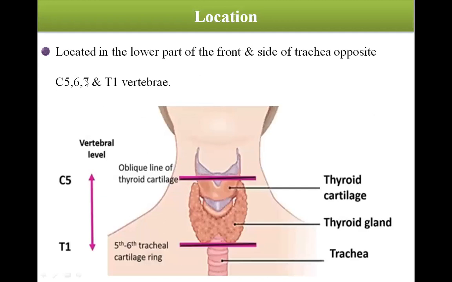Location. The thyroid gland is located in the lower part of the front and side of the trachea, opposite the 5th, 6th, and 7th cervical vertebrae and the 1st thoracic vertebra. So here you can nicely appreciate the location of the thyroid gland, which is situated in the lower part of the front and side of the trachea. Here is the trachea. So it is located on the front and side of the trachea, and the vertebral level is from the 5th cervical vertebra to the 1st thoracic vertebra.